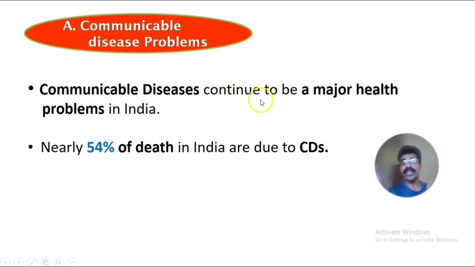Communicable diseases continue to be a major health problem in India. As you know, we have many outbreaks of infectious diseases. Nearly 54% of the deaths in India are due to communicable diseases. When you take all the deaths in the country, out of that 54% is from communicable diseases.